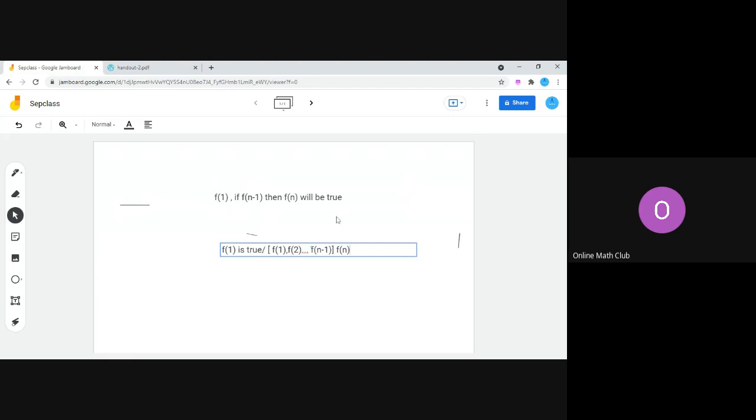Just assuming f of n minus one is true is not enough to prove f of n is true. You need to use the truth of the statements of some things before as well, right? You need to use the truth of some statements before to prove that f of n is true. I know this might be vague, and some of you have seen this before and perfectly understand, but we'll come to the example.